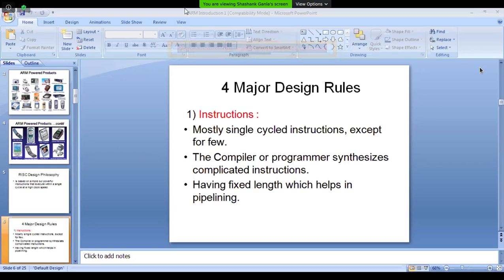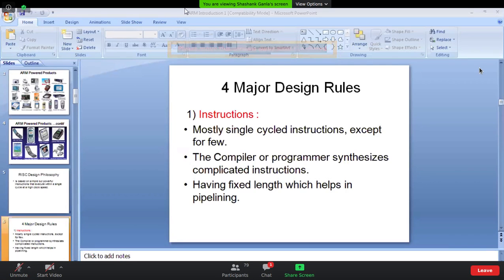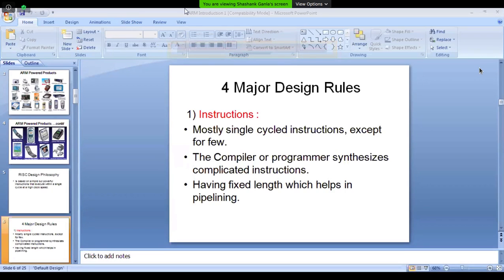This increased throughput will have a good impact if the lengths of the instructions are the same. If all the instructions are of the same size, then the throughput will be even, smoothly distributed. The number of instructions that can be executed will be smooth, whereas if the instruction sizes are of different lengths, then the throughput will be affected. So having fixed length instructions is really helpful in the case of pipelining.